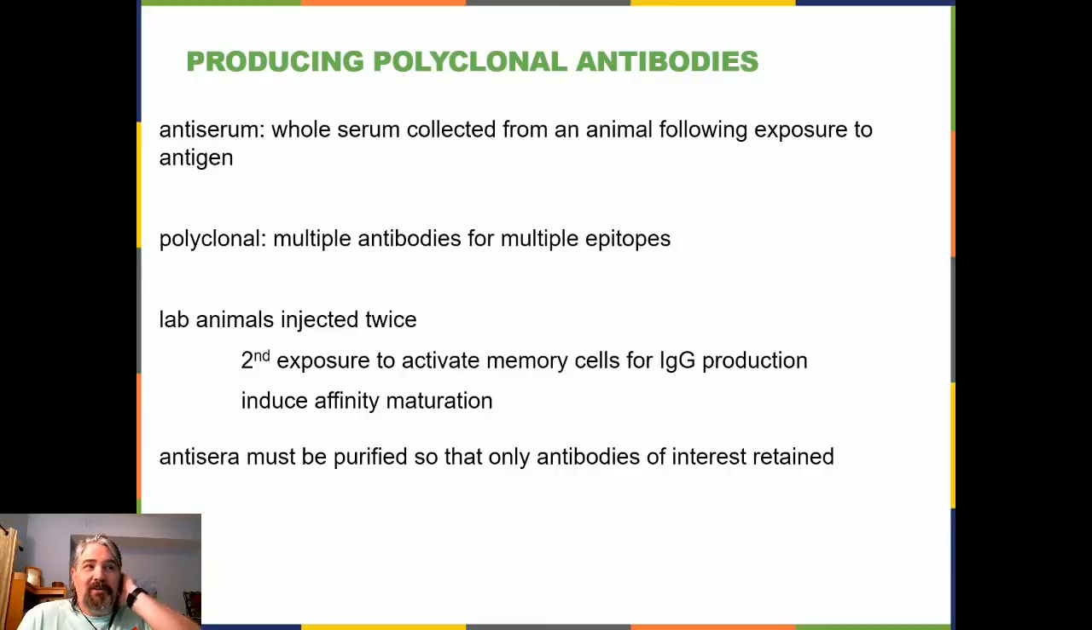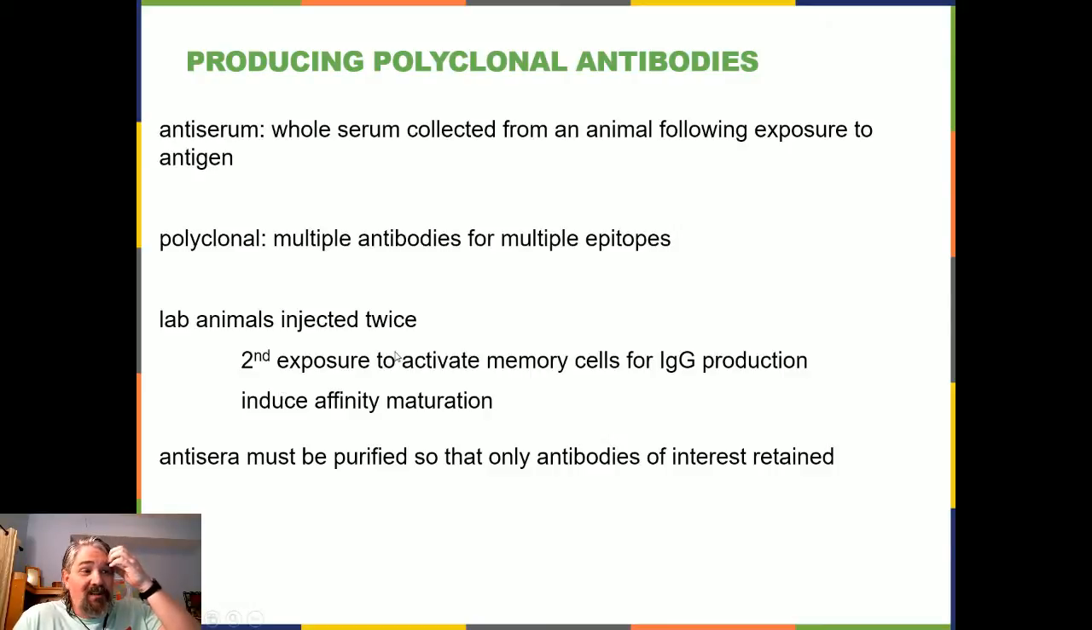All right, so producing polyclonal antibodies. And some terminology here. The antiserum is the whole serum collected from an animal following exposure to an antigen. And it is polyclonal because we're directly collecting whole serum, so there'll be multiple antibodies for multiple epitopes. Remember, each memory B cell is producing one type of antibody that will bind to a particular epitope. And you have a bunch of different memory B cells in an immune reaction, producing antibodies that bind individual epitopes on a particular antigen.